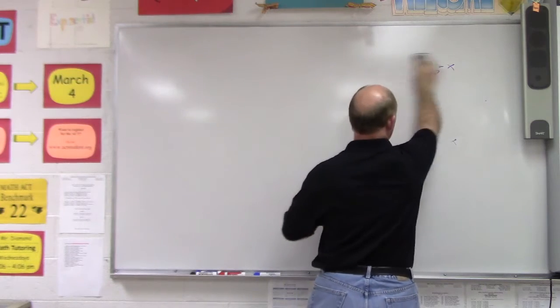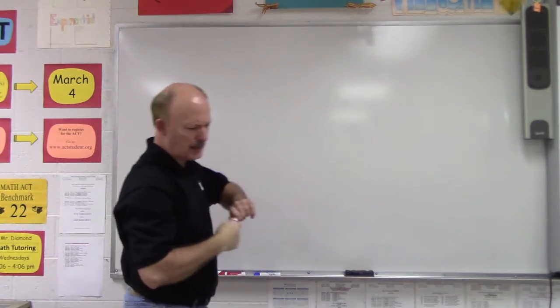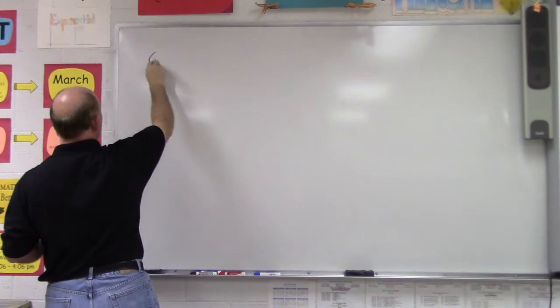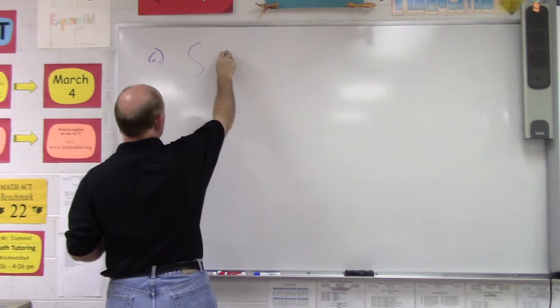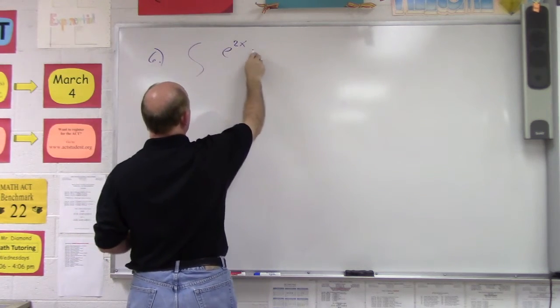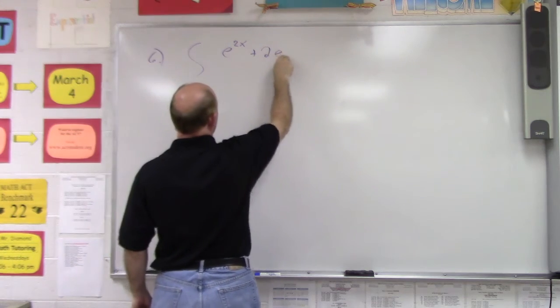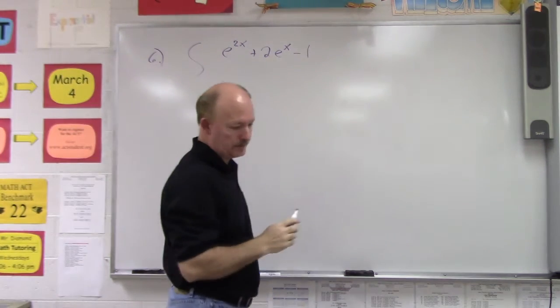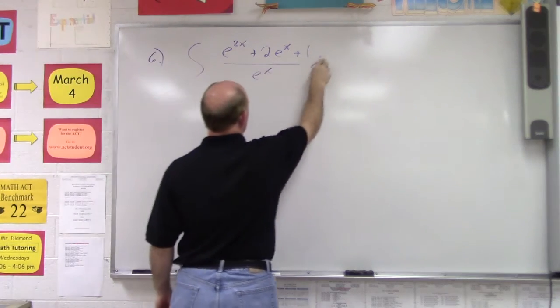Erase this. Let's try another fraction here. Let's try number 6, another fraction. Let's try the integral of e to the 2x plus 2e to the x plus 1, divided by e to the x, dx.